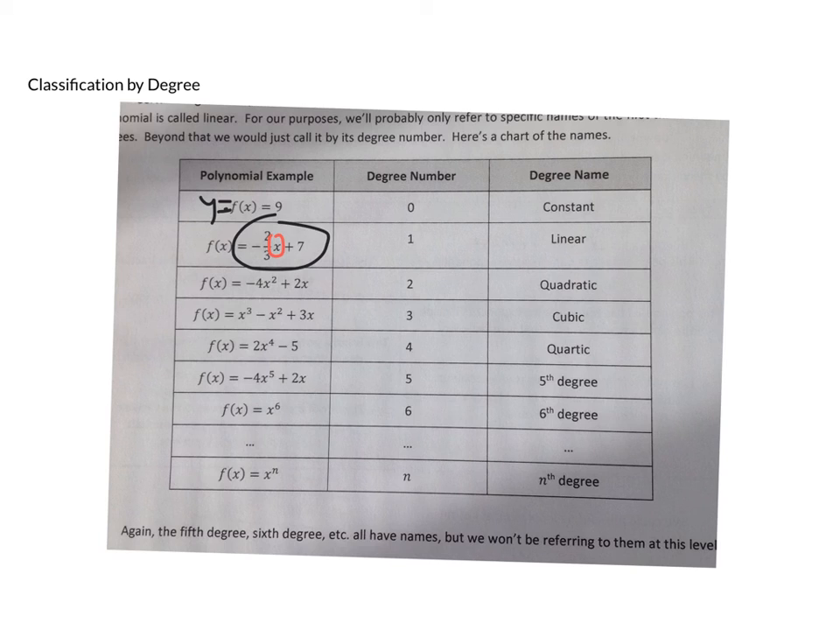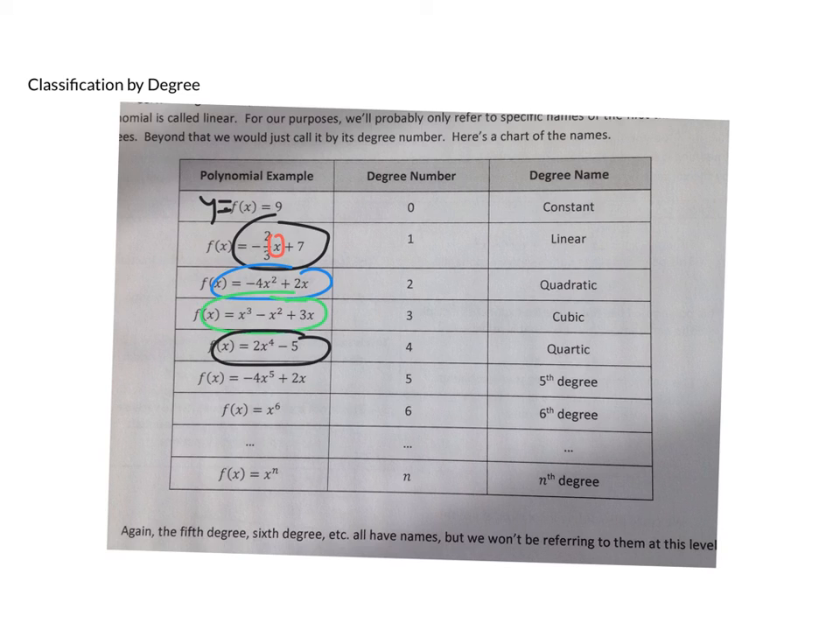The next example is a quadratic. This is an example of a quadratic, -4x squared. It has an exponent of 2, and therefore it's a quadratic. The degree number is 2. The one after that is a cubic. Again, looking at that example, it has an exponent of 3, x to the third. You take the highest exponent value. Quartic means it has an exponent of 4.